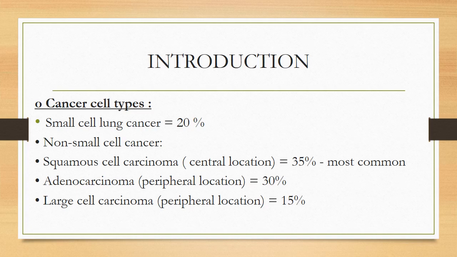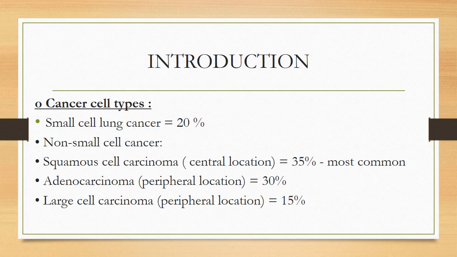The other cell type is non-small cell cancer, which is a slow growing cancer, and it has the following subtypes: squamous cell carcinoma, adenocarcinoma, large cell carcinoma, and carcinoid tumor. So these all are types of non-small cell lung cancer. Squamous cell carcinoma and adenocarcinoma can form Pancoast tumors, and squamous cell carcinoma is strongly associated with smoking and it produces keratin and it is the most common.